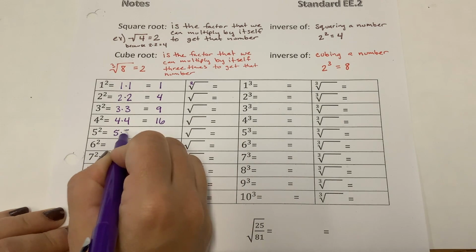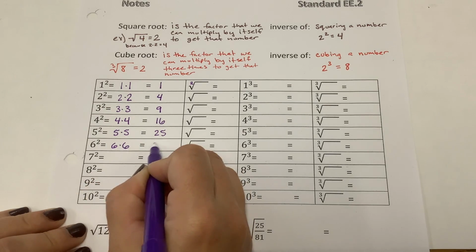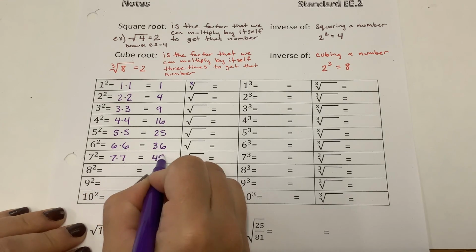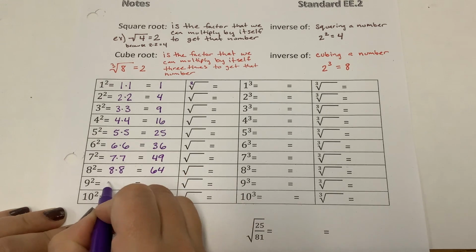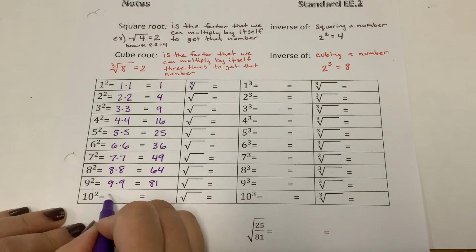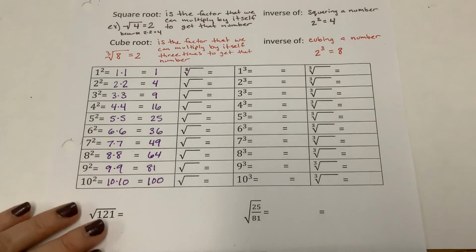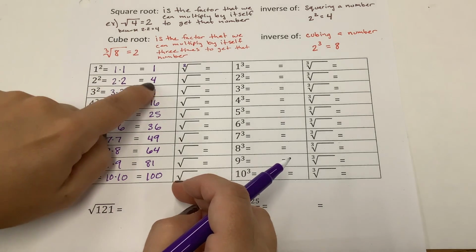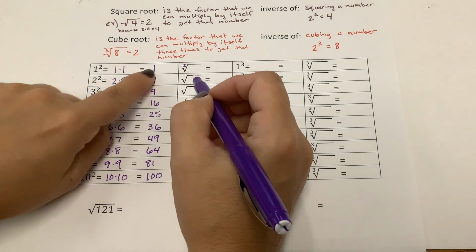and 5 squared is 5 times 5, which is, and 6 squared is 6 times 6, which is, 7 squared is 7 times 7, which is, 8 squared is 8 times 8, which is, and 9 squared is 9 times 9, which is, and 10 squared is 10 times 10, which is, okay, now we all recognize the pattern that each squared value, we just take the factor times itself and write its product over here, right? Okay, so now we are going to show the reverse of that.